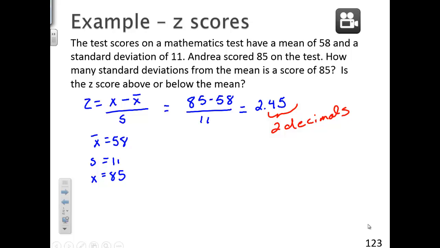Now, that tells us that we are 2.45 standard deviations from the mean. Okay? 2.45 standard deviations from the mean. But is that above or below the mean? When it's positive, that means that we are above the mean, and negative means that we are below the mean. Since 2.45 is positive, it's above the mean.